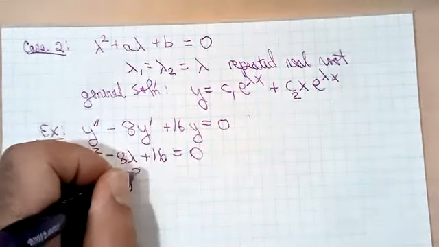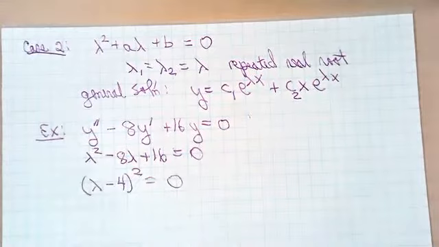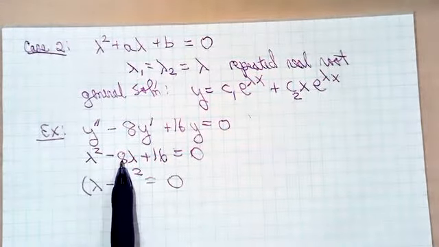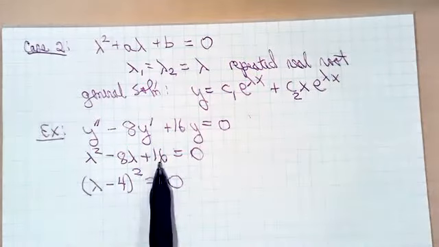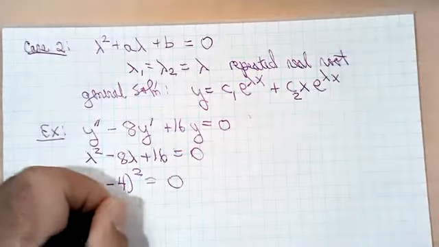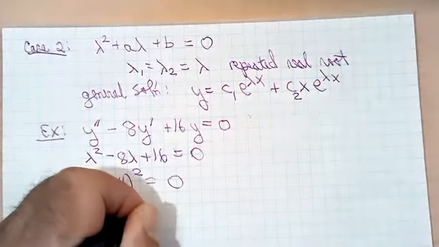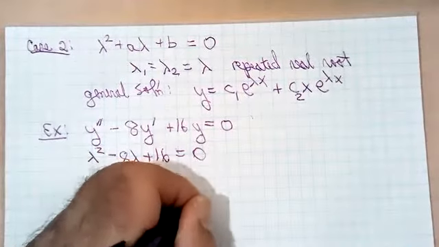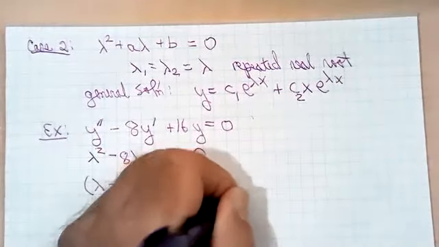It's both factors. If you square that, you get lambda squared, this times this doubled, minus 8 lambda, minus 4 squared is plus 16. So that's the factorization. And we have the case of a repeated real root, 4 and 4, for our eigenvalues. And I should write this down.